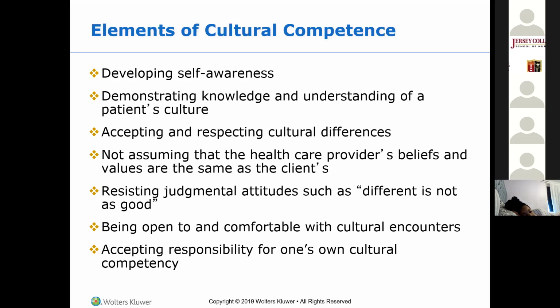Resisting judgmental attitudes, you know, it's okay that someone's different. They don't have to be just like you. I'm sure you're not exactly like your parents. You're not exactly like your grandparents. You've altered somehow a little bit away from some of those attitudes that they may have had to fit your own needs now as a parent.